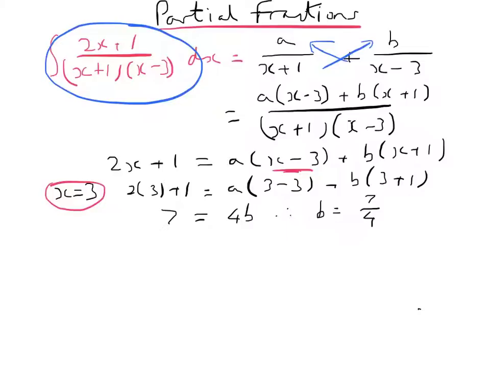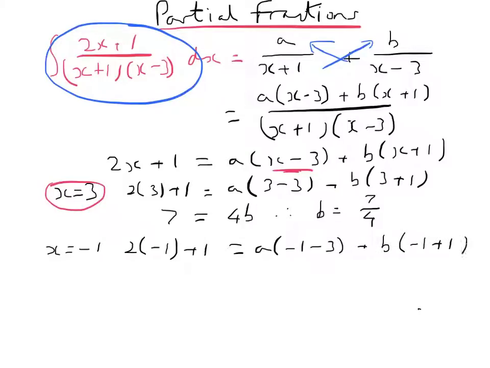Next value I'm going to choose is x equals negative 1. So by substitution you get 2 lots of negative 1 plus 1 equals a outside of negative 1 minus 3 plus b outside of negative 1 plus 1. Reason for negative 1 is to make this bracket disappear. Therefore negative 2 plus 1, you get negative 1 equals negative 4a, so a is a quarter.